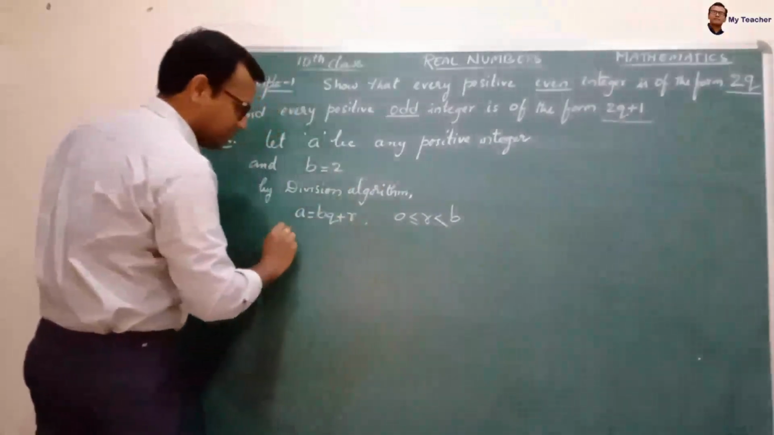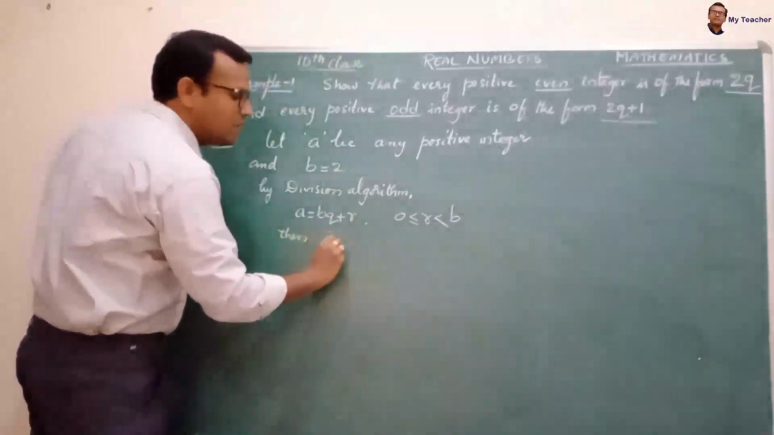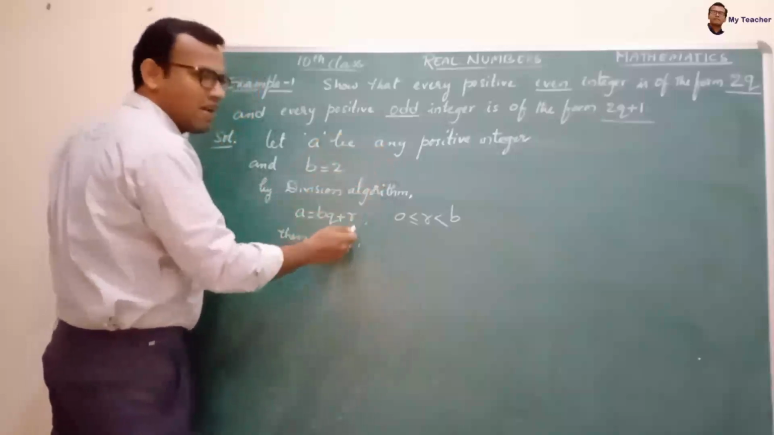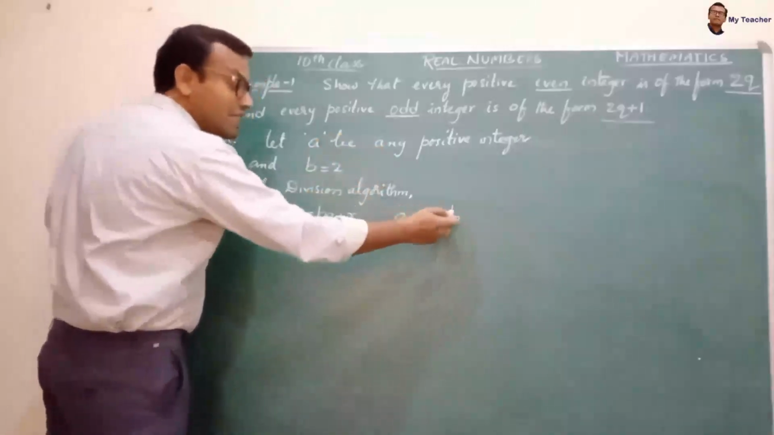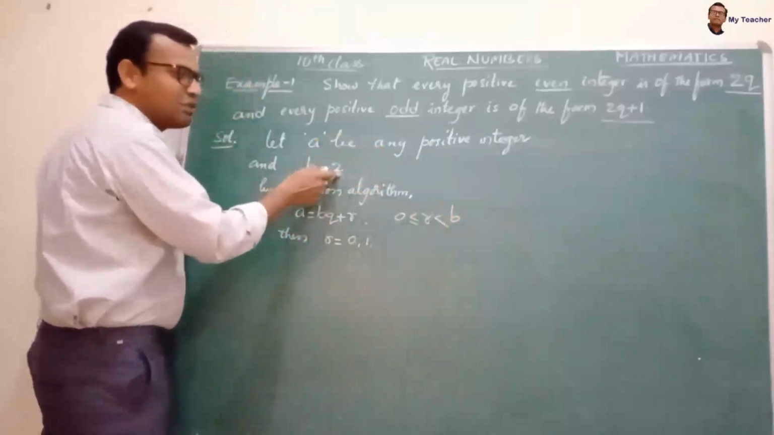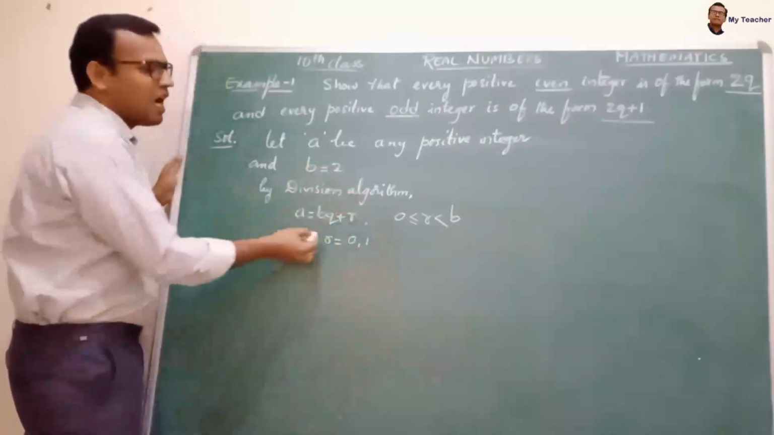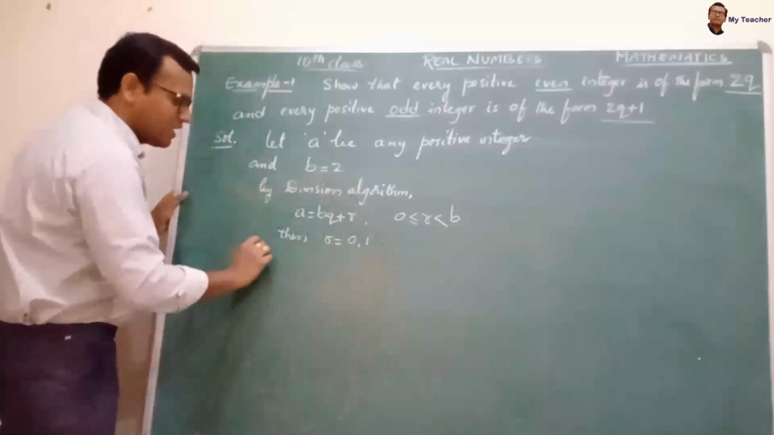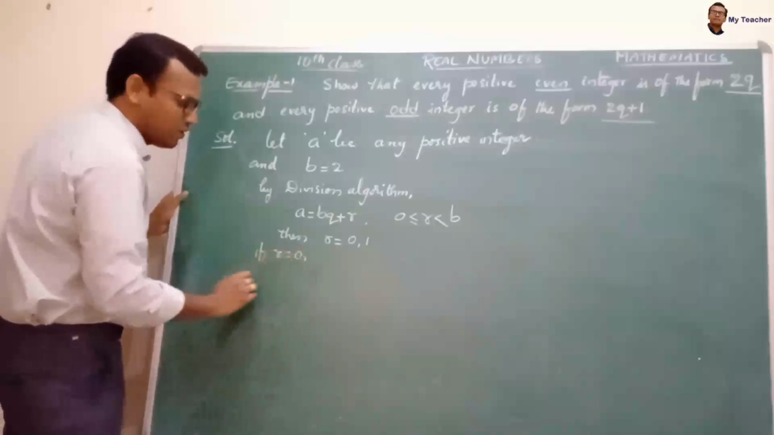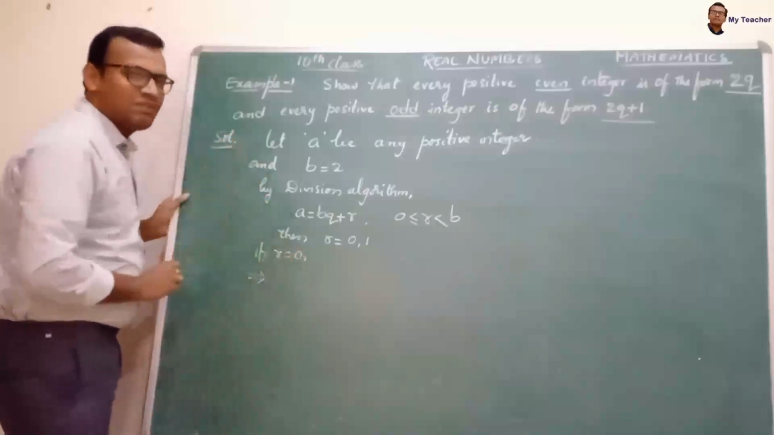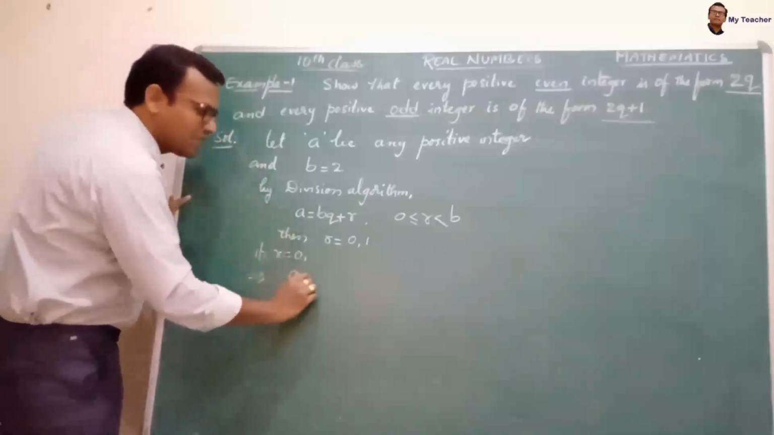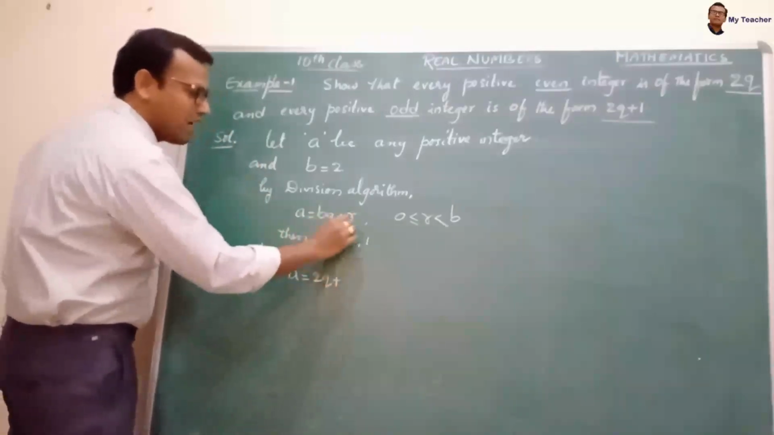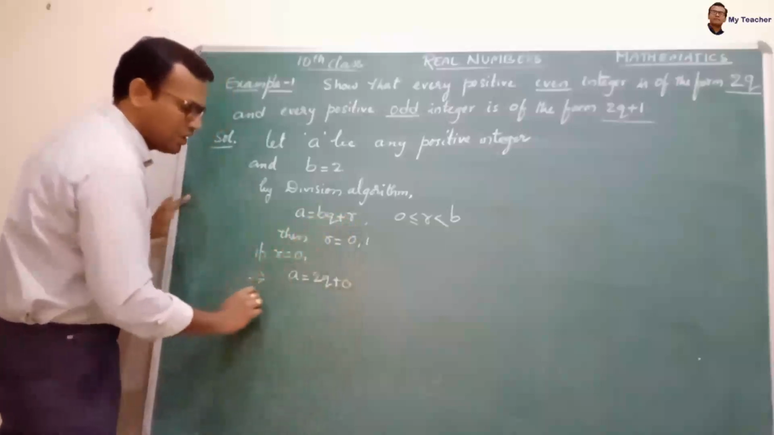Then r will be, see, it is equal to 0 or greater than 0. Greater than 0 means after 0, 1, and less than b. Less than b, what is the b value? 2. So it should be less than 2. Then r must be either 0 or 1. Then if r is equal to 0, apply the division algorithm: a is equal to, b value is how much? 2q plus r value, we are taking it as 0.